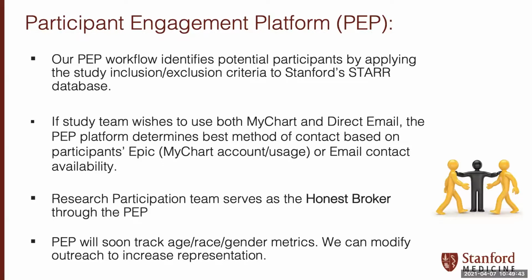We're serving as the honest broker, as I mentioned, and PEP will soon track age, race, and gender metrics. Based on the results we're getting, we could modify our outreach to try to increase representation. So I'm really glad we're tracking that. It wasn't part of our 1.0 release, but it will be in the next edition. Next slide.